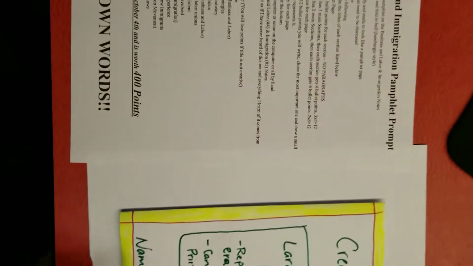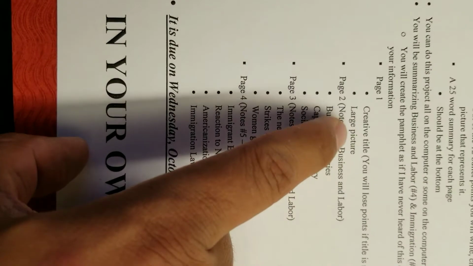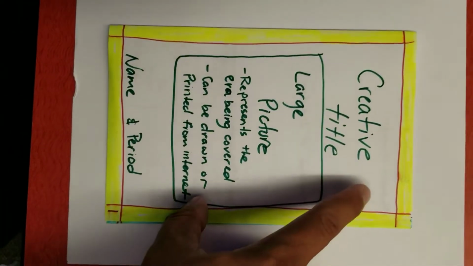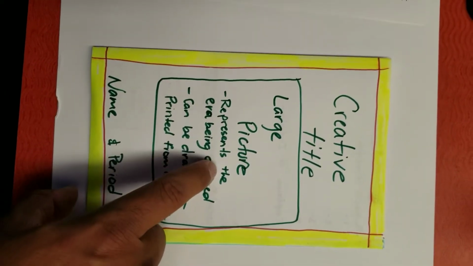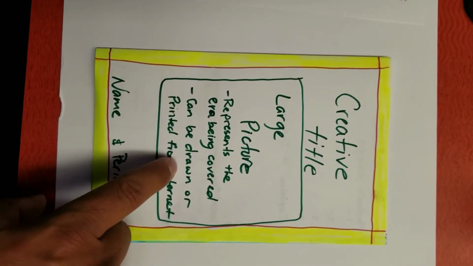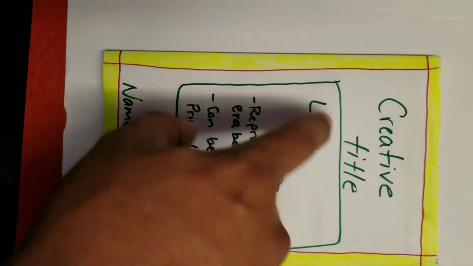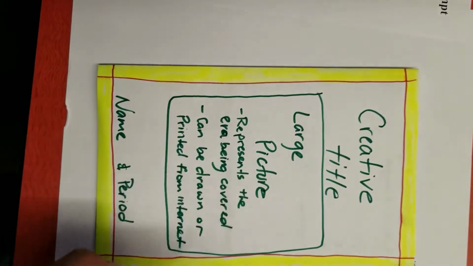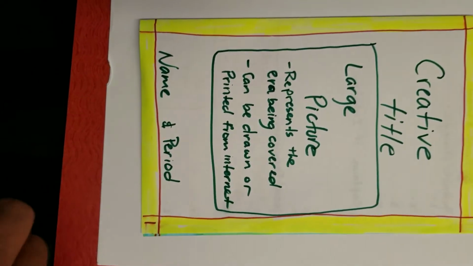All right. So in order to know what to put on each page, you just look at your instructions. The instructions here say for page 1, you need a creative title and a large picture. So we look at the example, big, large creative title, big, large picture. The picture should represent the area being covered. It could be drawn or it can be printed from the internet. It could also be a collage, a series of little pictures scattered together to represent the area that you're covering. And of course, very importantly, your name and your period at the bottom.